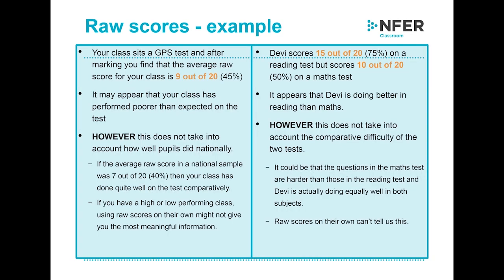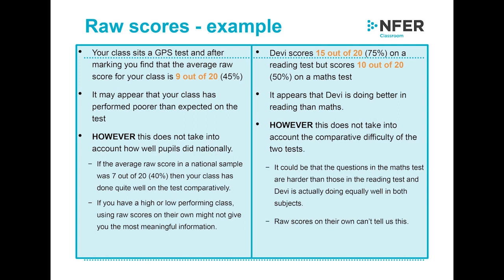Okay, so here is an example of raw scores. If your class sits the grammar, punctuation and spelling test, and after marking you find that the average raw score for your class is 9 out of 20, so around 45%. It may appear that your class has performed poorer than expected on the test because they've achieved less than half marks. However, this does not take into account how well pupils did nationally. If the average raw score in a national sample was 7 out of 20, or 40%, then your class has done quite well on the test comparatively. Raw scores on their own don't tell you this because they don't take into account how well pupils have done in the national trial.